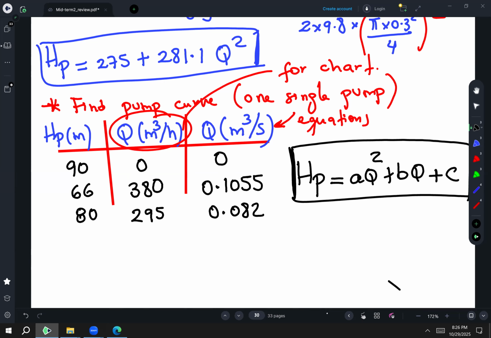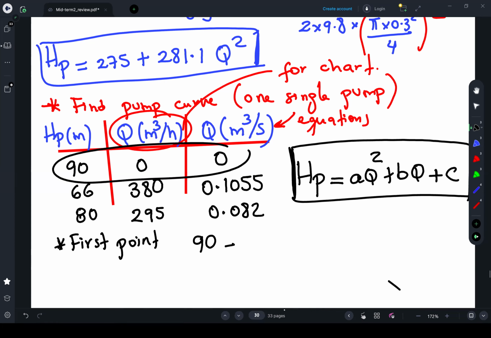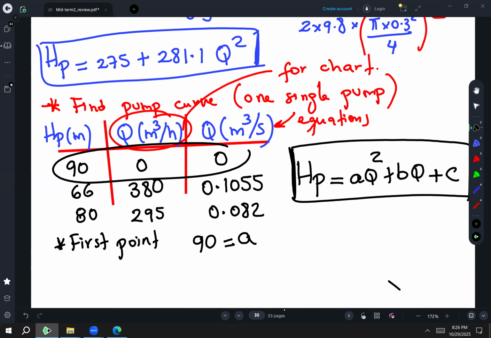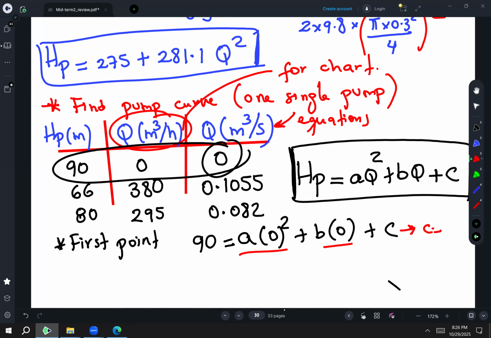Okay, so let's start with the first point. The first point tells me that HP is 90 meters, which is equal to A times Q, in cubic meters per second, so 0 squared, plus B times 0 plus C. Of course, this is 0, 0, therefore C will be equal to 90 meters, right? C will be 90. Okay, so we know C now.